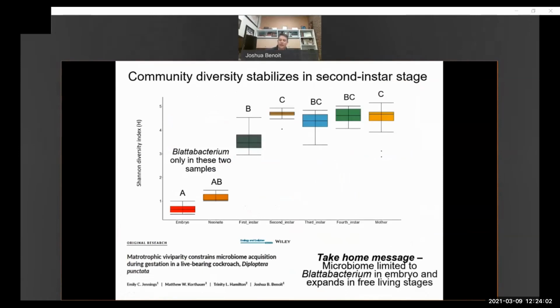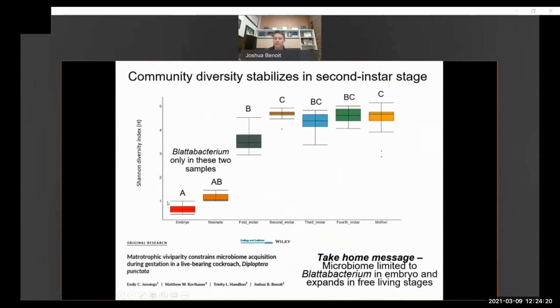So along with understanding the actual aspects involved in milk production and live birth in Diploptera, we wanted to see what the microbiome associated with this cockroach is. Most cockroach species have a symbiotic Blattabacterium that occurs in them.